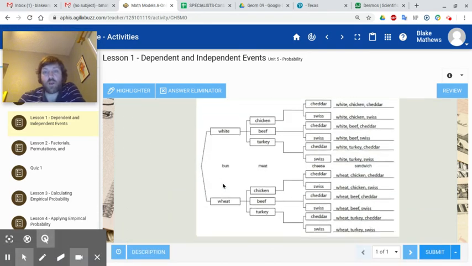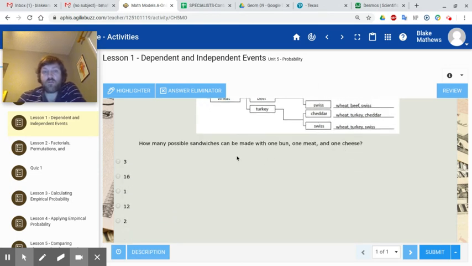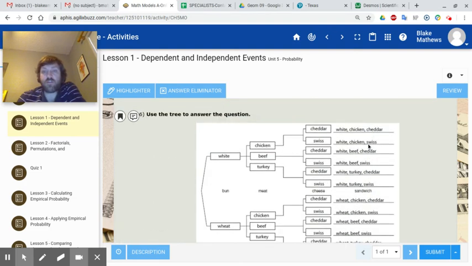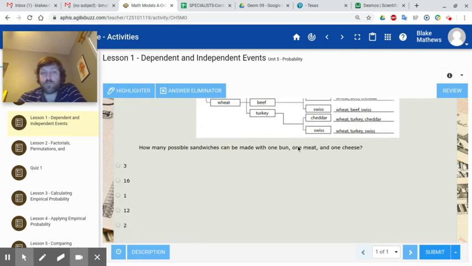Moving down, it's a similar option. They've given you a breakdown of the possibilities for this sandwich. We've got the bun, the meat, the cheese, and then all of the options listed here. They just want to know, first of all, how many different combinations, how many different sandwiches. Those are listed here, so count them. That's pretty much it on that.